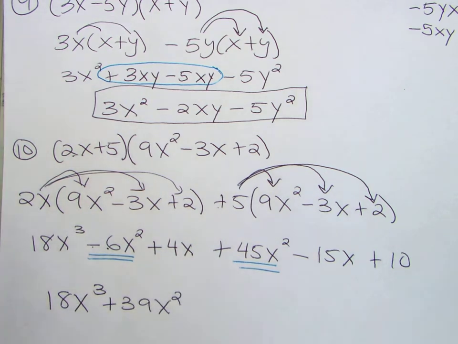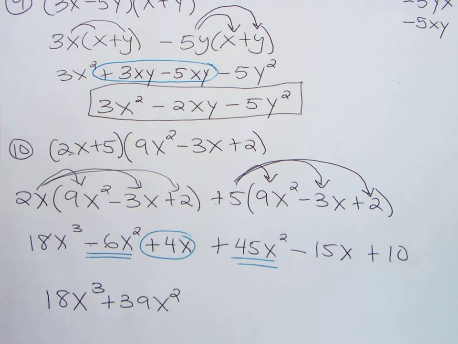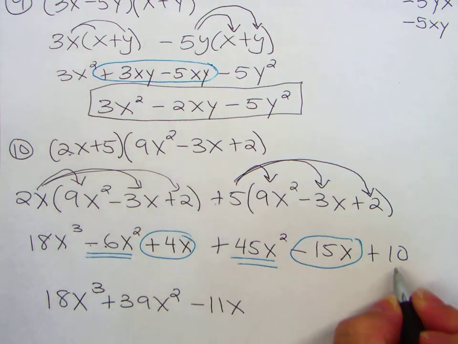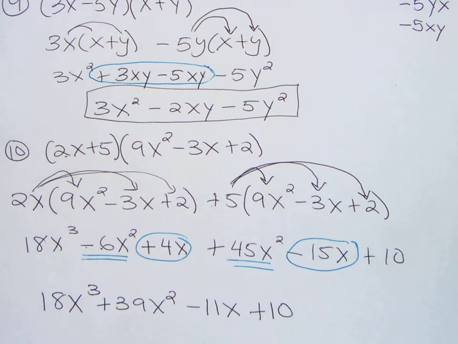39x squared. We also have this positive 4x. Is there another x? Yep, right there. Put those together. Again, they're opposite signs. You get negative 11x. And then finally plus 10, which you can't do anything with. And we're done.